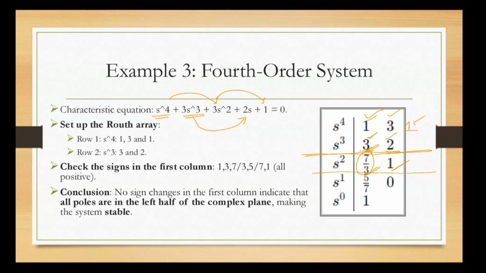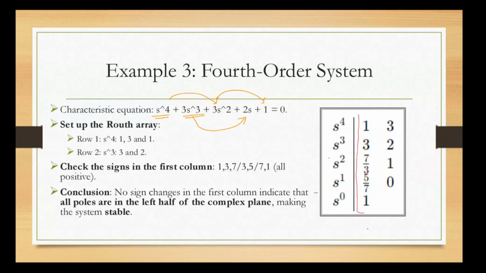After calculating the s square row, we go on to calculate the s raised to 1 row, from the previous two rows: 7 divided by 3 into 2 minus 3 into 1, divided by 7 by 3. So we will get 5 by 7. And the other element is 0. To calculate s raised to 0, we use the previous two rows. It is 5 by 7 into 1 minus 7 by 3 into 0, divided by 5 by 7, which will give you 1.